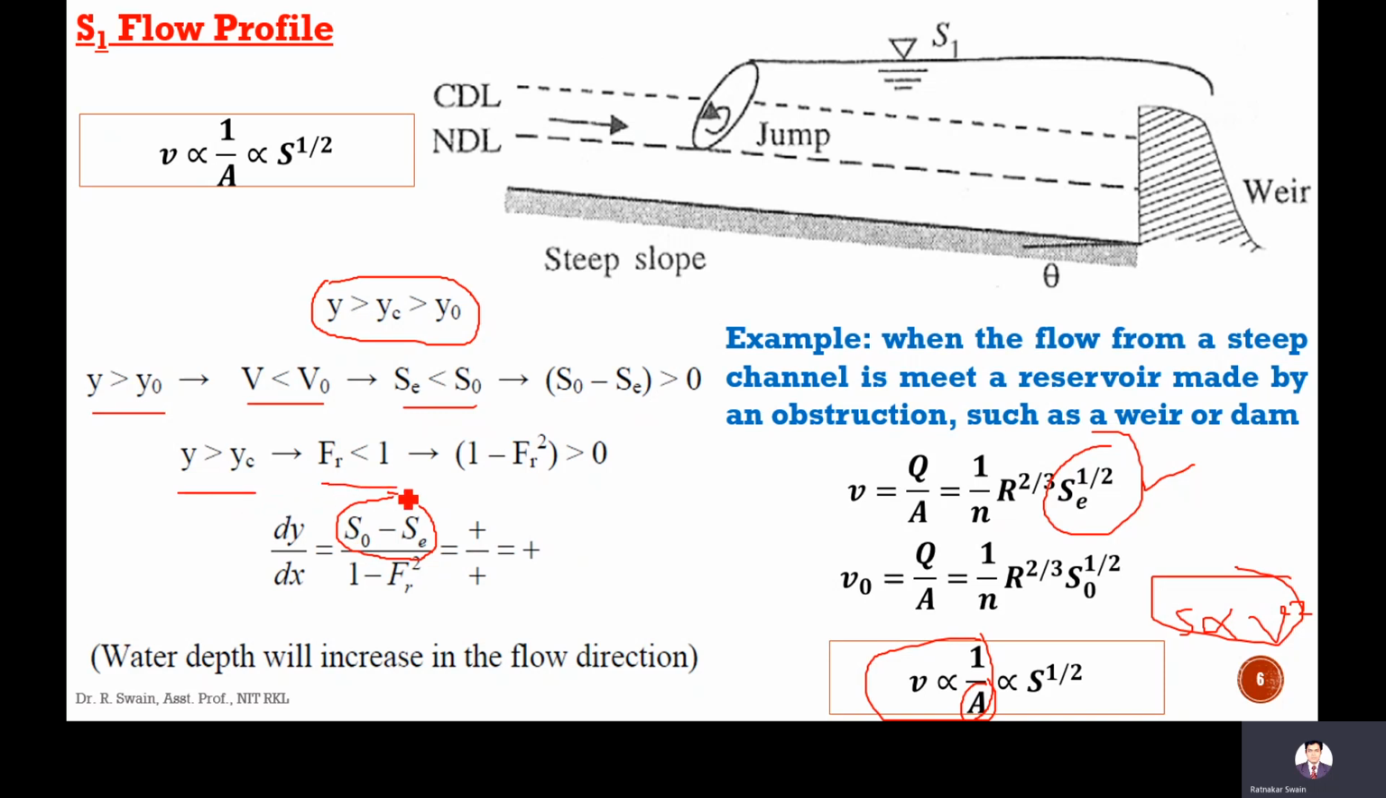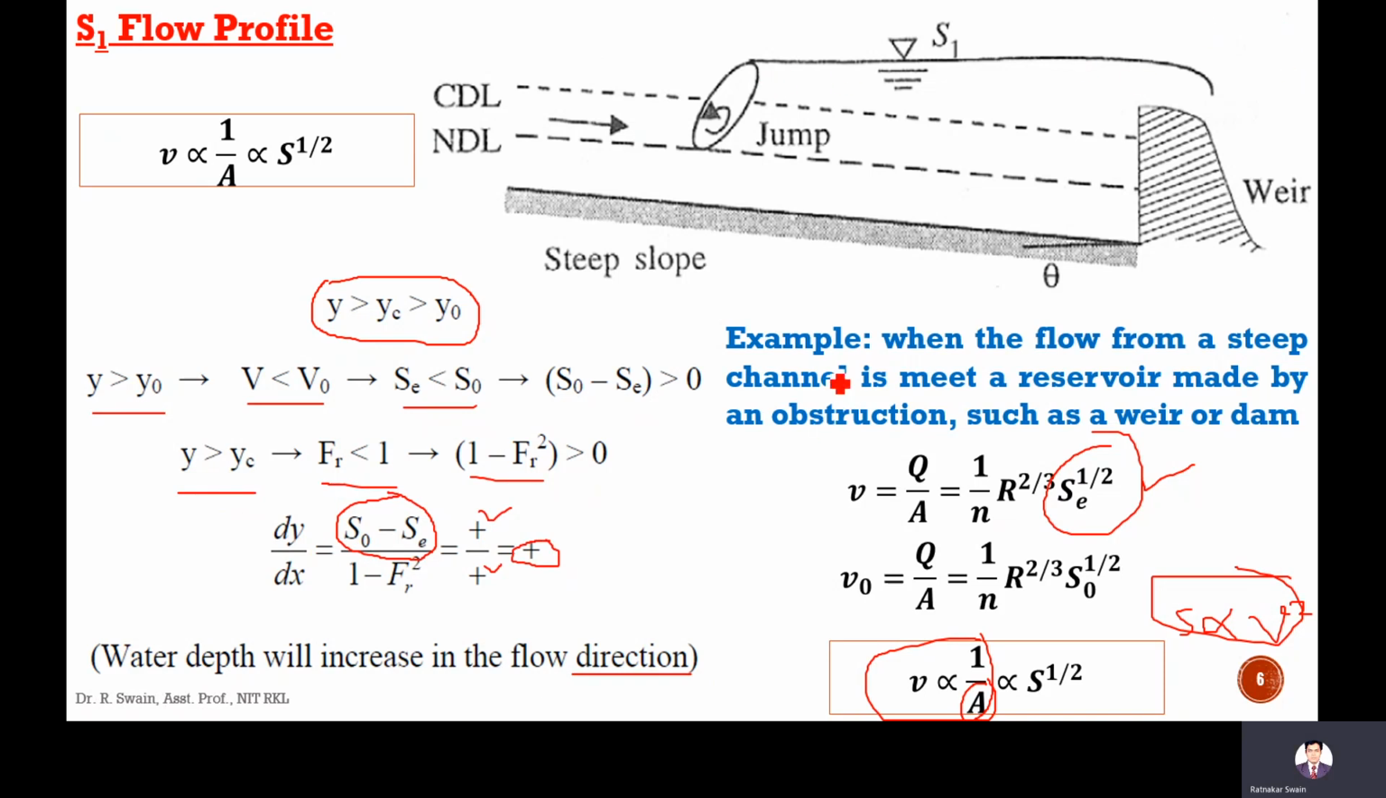Subcritical flow means the Froude number will be less than 1. So 1 minus F square will be more than 0, which will be a positive number. So positive divided by positive, you will get one positive value. It means if the slope of the flow profile is positive, water depth will increase in the flow direction. So here water depth will increase.